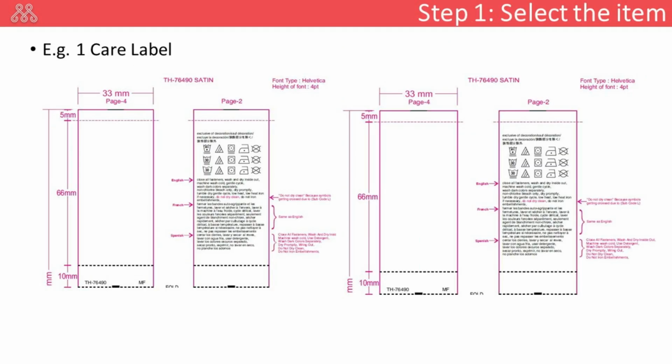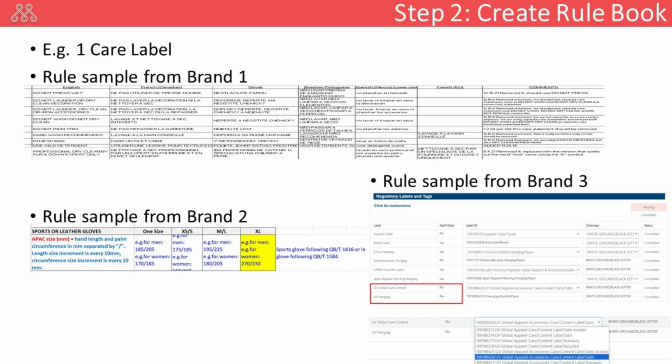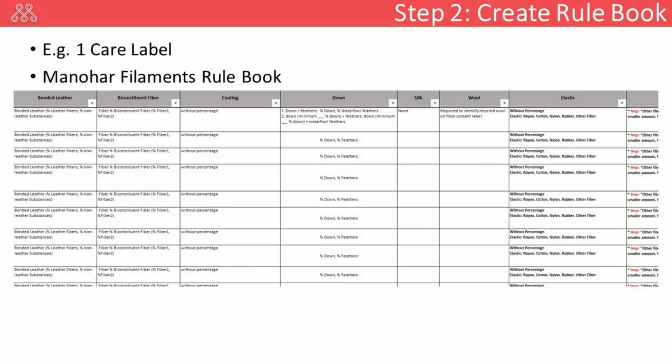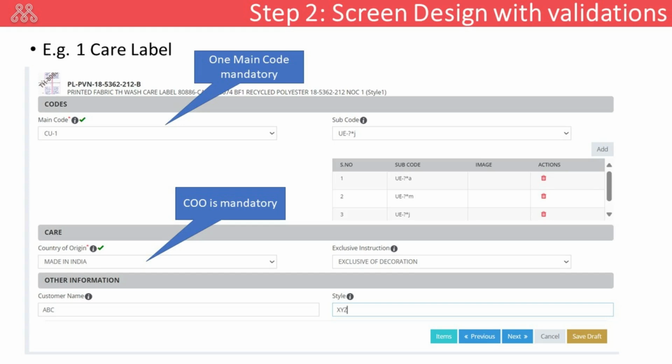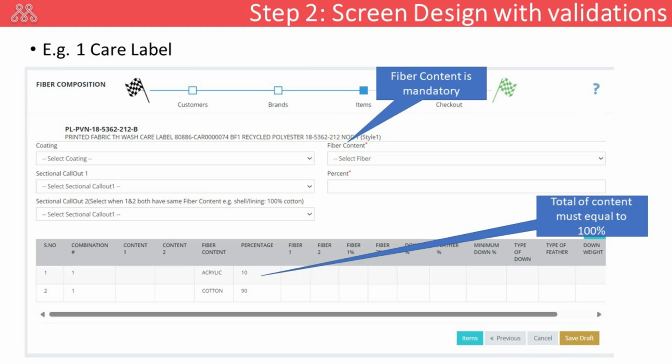Step 1. Select the respective item, for example, a care label. We receive different rules from the brand. After studying them, we create our own rulebook. Then we upload brand translations into the system, for example, care instructions, country of origin data, extra instructions, etc. Next, we set up rules in the system with the dynamic creation of forms based on the rulebook.